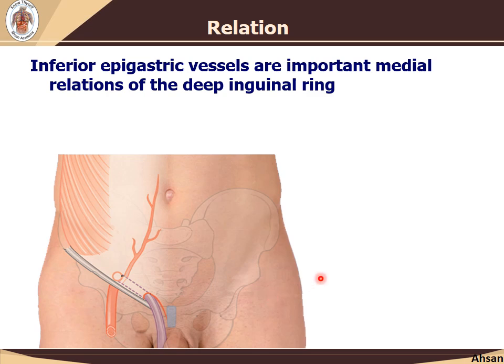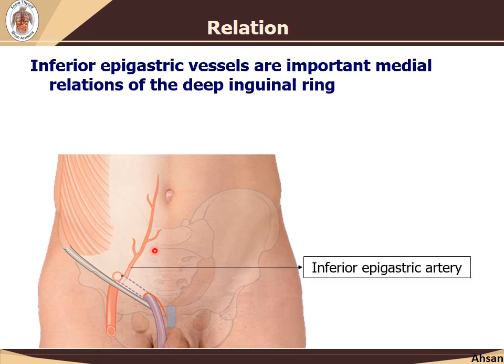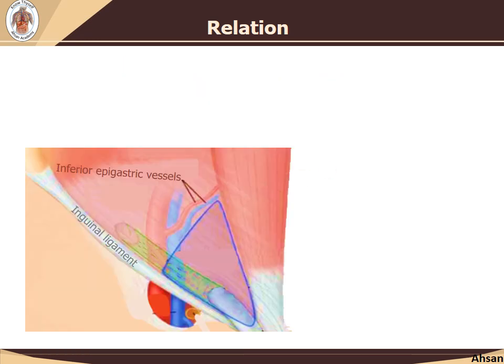The relation is also clinically very important. This deep inguinal ring lies lateral to this artery, which is actually accompanied by the vein. The inferior epigastric vessels remain medial to this deep inguinal ring. This is an important relation of the deep inguinal ring, and it is an important clue for the surgeons.